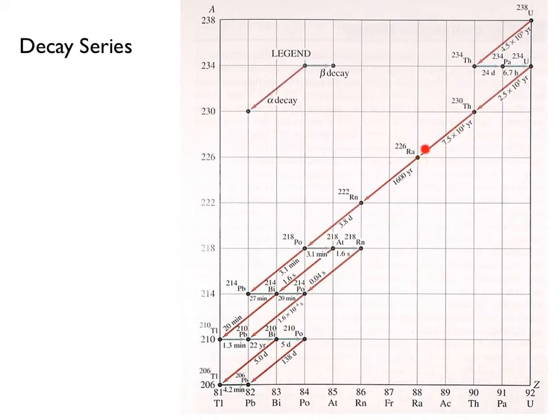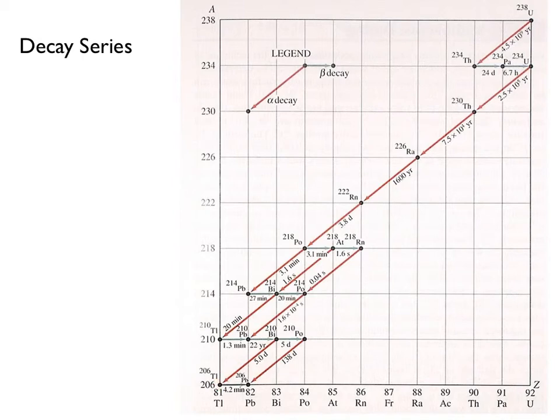The radium-236 will undergo another alpha decay into radon-222. Radon-222 goes to polonium-218, and polonium-218 goes to lead-214, and so on down the line. It's kind of like a pachinko game. Eventually we get to the bottom left-hand corner here, where we have thallium-206, which turns out to be stable, and that's where it all ends.